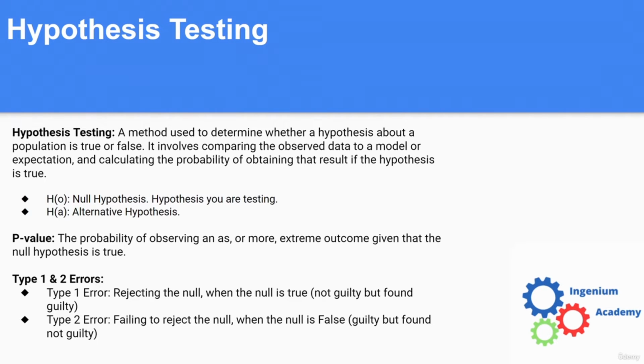One, we can actually reject the null when the null is actually true. It's possible for us to reject the null, saying that it's greater than 170 centimeters, when it's actually true.